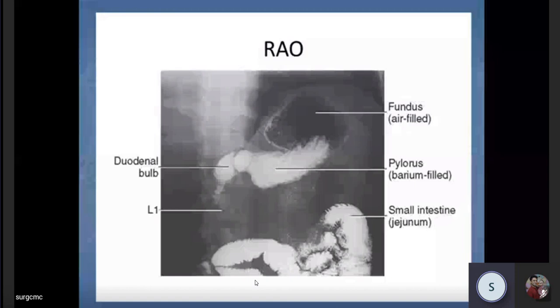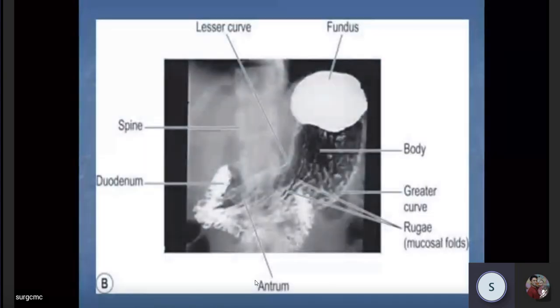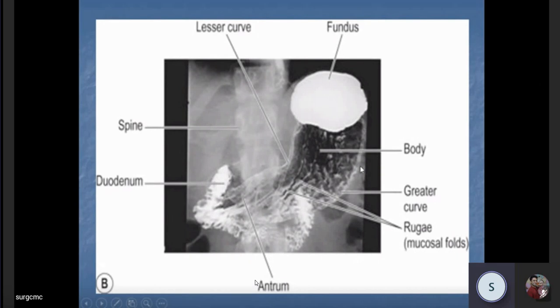Whenever you think of the normal X-rays, first the fundus, as we know, on the left, dye is given into the fundus. Then the body and the pylorus, and the dye ultimately goes into the small intestine and the jejunum. That is the normal X-ray we see in a barium meal study. Let's go for the different terminologies. Here you can see the fundus, the gastric rugae, the lesser curvature, greater curvature, duodenum.